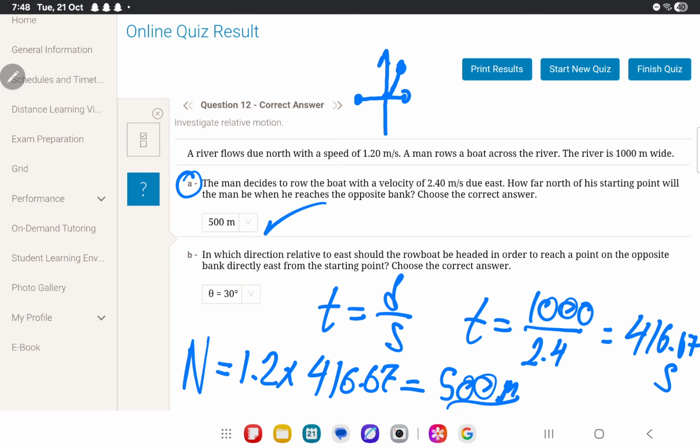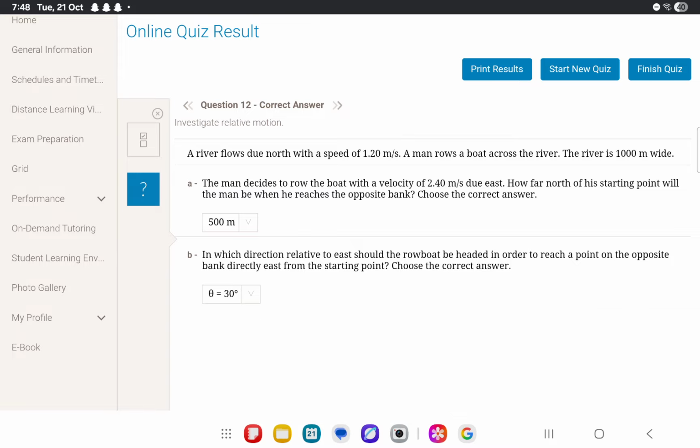Okay, now for the angle, part B. It's if you want to reach directly east, right? So if he actually does want to cross in a straight line, what's he going to do? Remember, he's sailing at 2.4. In order for these forces to cancel out, they have to be equal. But how? He's going to have to shift the angle he's sailing at each time.